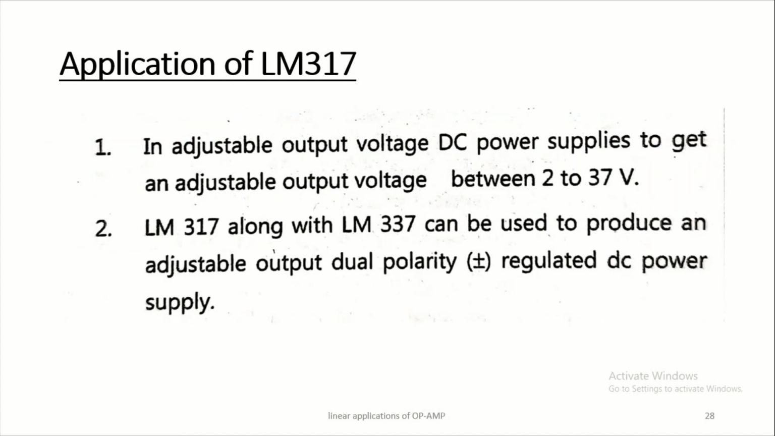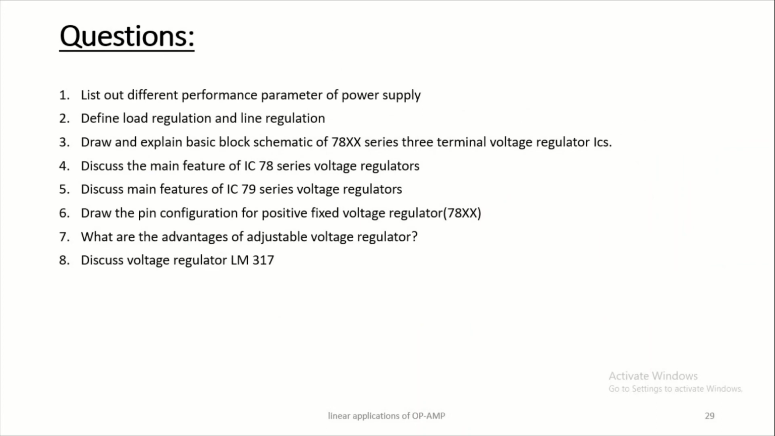The application of LM317 is in an adjustable output voltage DC power supply, to get an adjustable output voltage between 2 and 37 volt. LM317 along with the LM337 can be used to produce an adjustable output dual polarity, plus or minus, regulated DC power supply. These are the questions that we covered in this video.